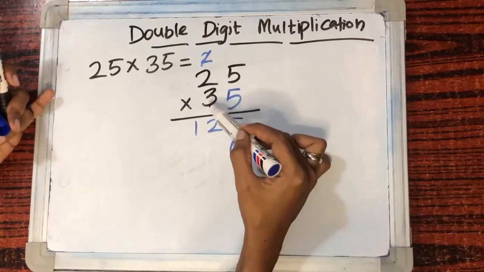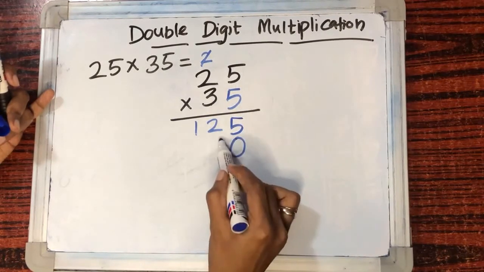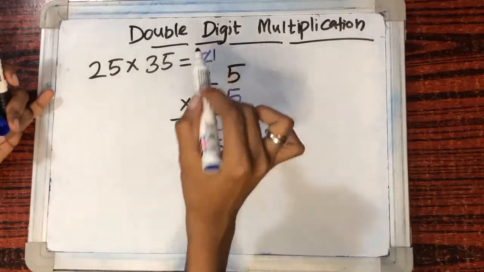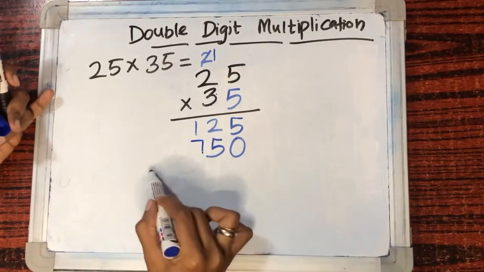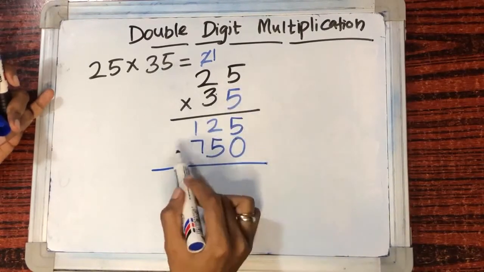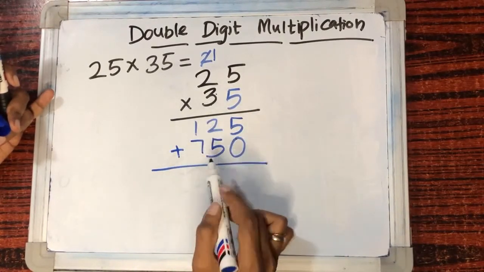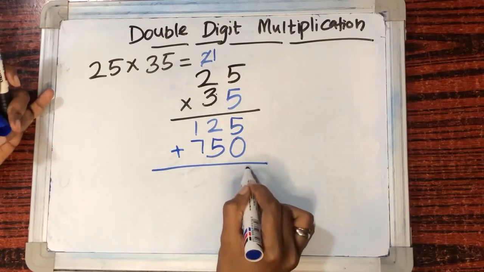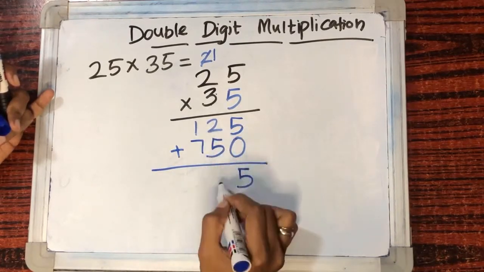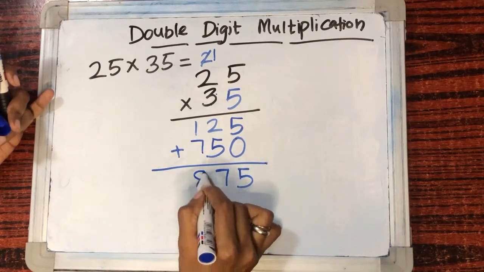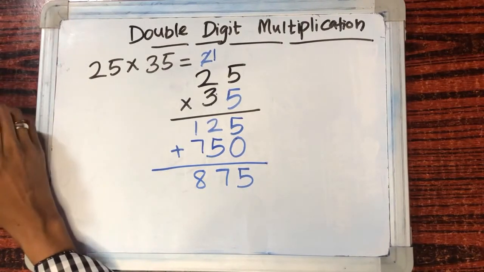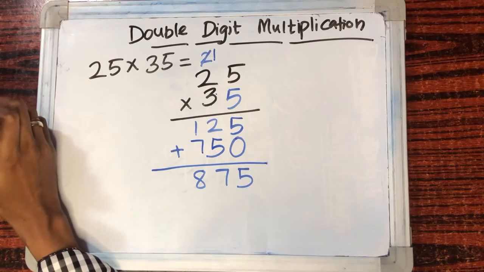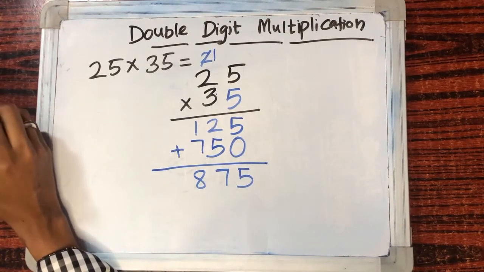Now we do the multiplication. 3 times 5, 15. 1 goes up here. 3 times 2, 6 plus 1, 7. Now we add these two numbers to get the final answer. So it would be 5, 7, 8. So 25 times 35 is 875, or the product of 25 and 35 is 875.